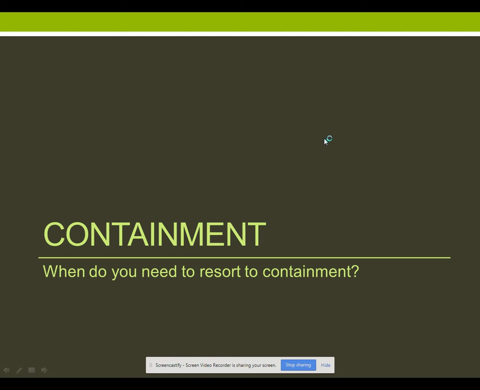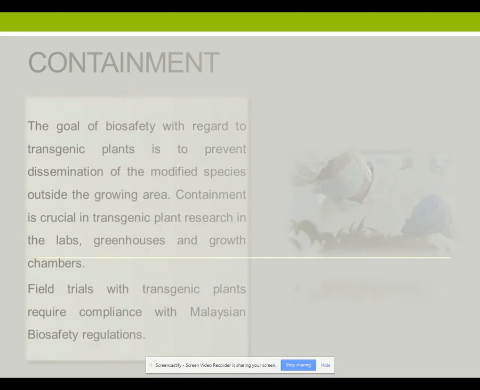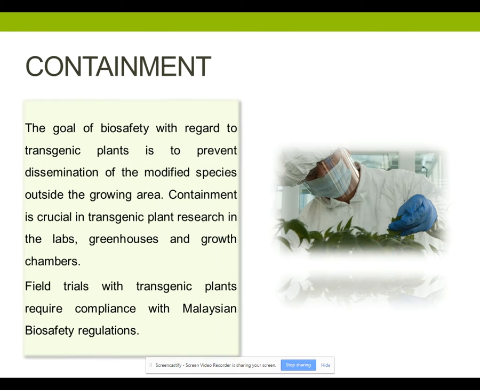Under what situations do we need to resort to containment? The goal of biosafety with regard to transgenic plants is to prevent dissemination of the modified species outside the growing area. Containment is crucial in transgenic plant research in the labs, greenhouses, and growth chambers. Field trials with transgenic plants require compliance with Malaysian biosafety regulation.